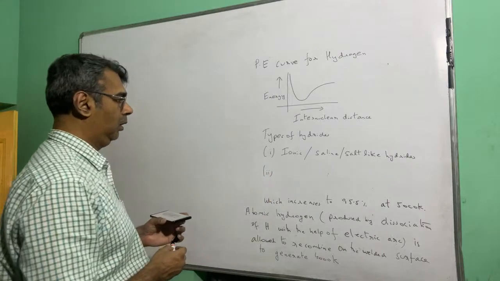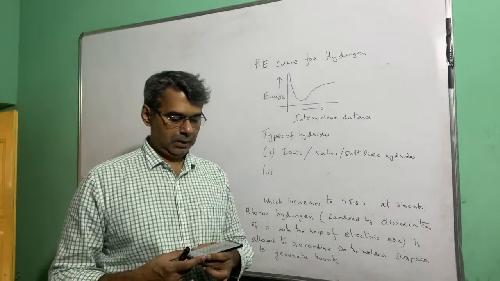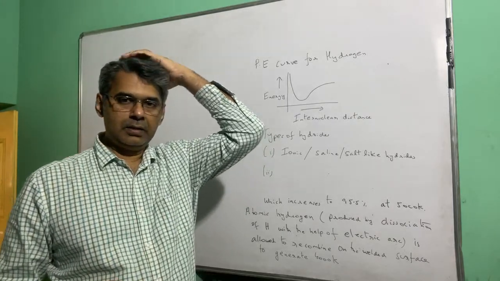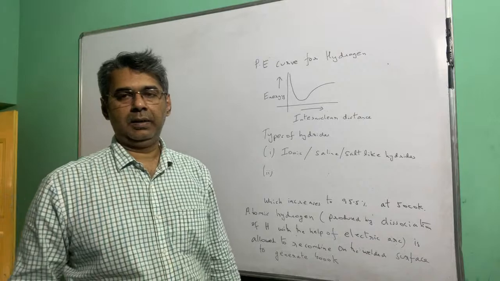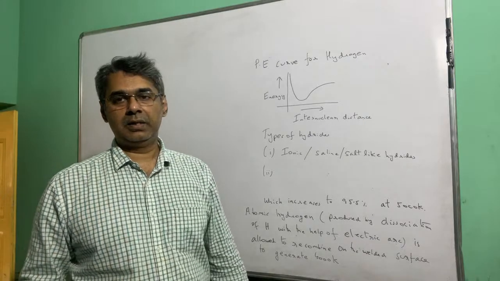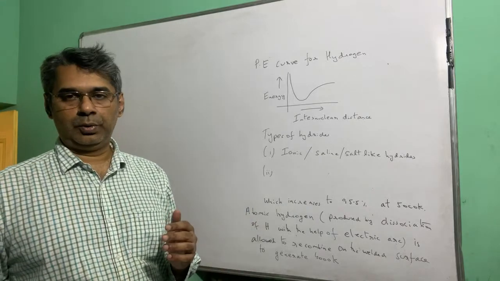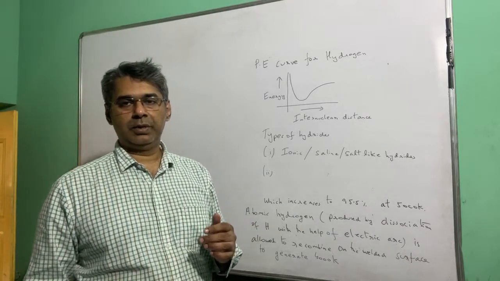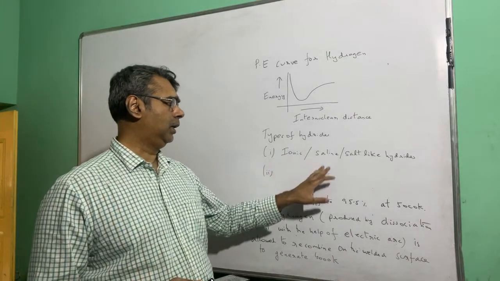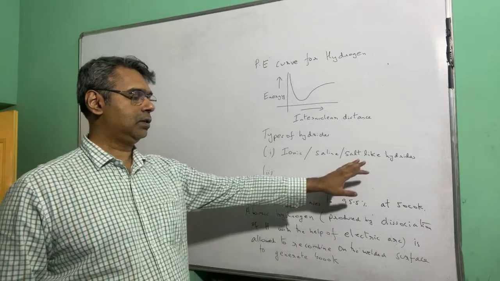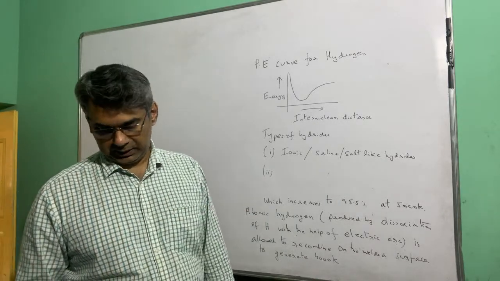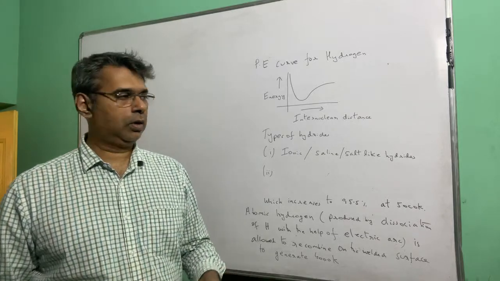Okay, now one important thing: you have to understand that hydrides can be of different elements. If they are group 1 or group 2 hydrides, then they are called ionic or saline or salt-like hydrides. So ionic or saline or salt-like hydrides are basically hydrides of group 1 or group 2.